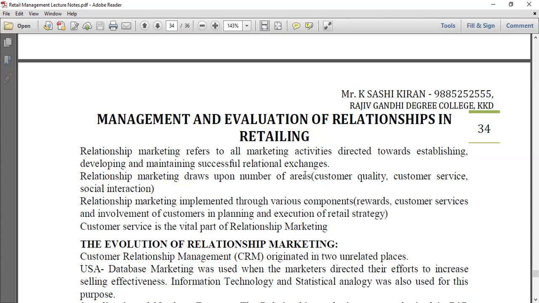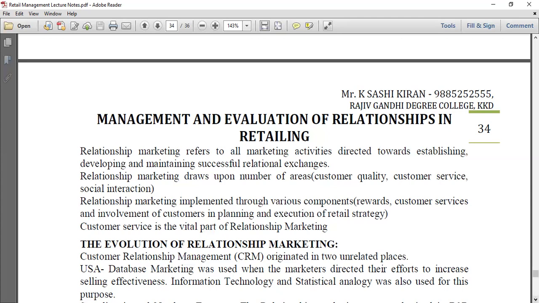Using this, they are trying to forge a relationship. It's not a one-time transaction. So it's multiple transactions. They want to maintain a lifetime relationship with you. That's what this relationship marketing is all about. That's the foundation. That's the introduction part. Now let's move on further.